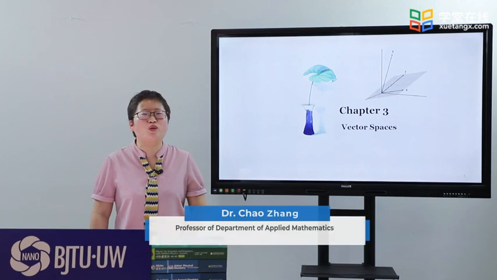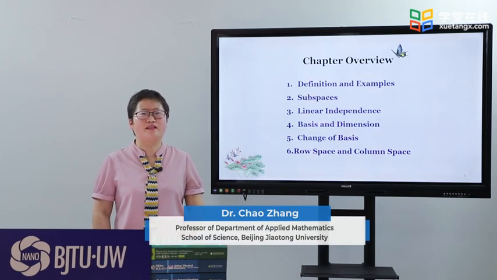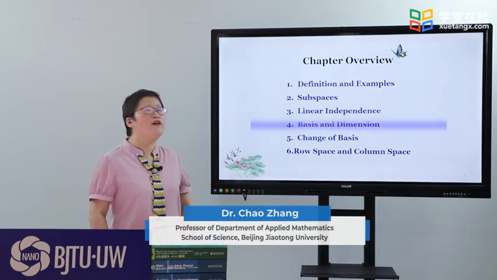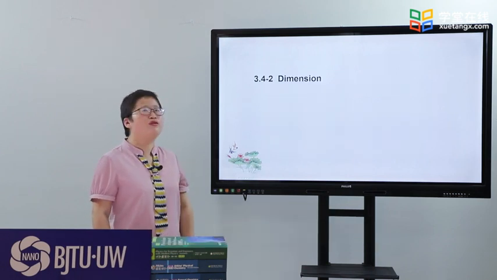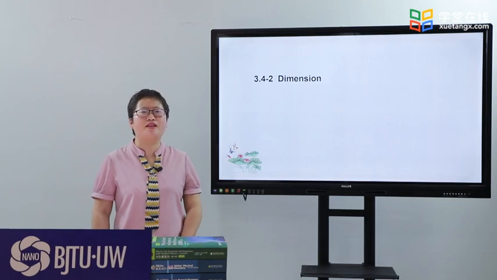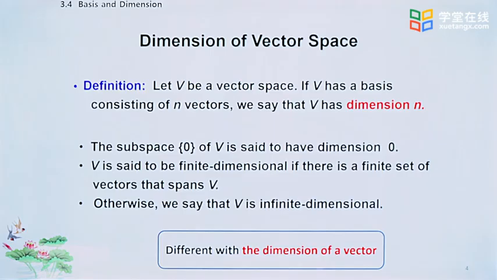Okay, we continue to learn Chapter 3, Vector Spaces. Section 4, Basis and Dimension. And in Part 2, we mainly consider dimension. So the dimension of a vector space, its definition is like this.